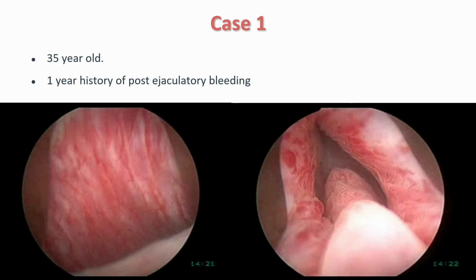So here are the cases. This is a 35-year-old with a 1-year history of post-ejaculatory bleeding. I'll just illustrate the extent, from very minimal varices to large varices. This one's easily missed. The size can be deceptive because it depends on the intraurethral pressures and the irrigation rate. It's believed that photographs such as these are the first, as urethral varices were first photographed in 1997.